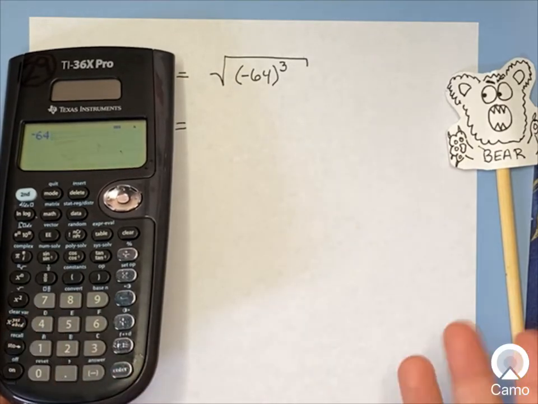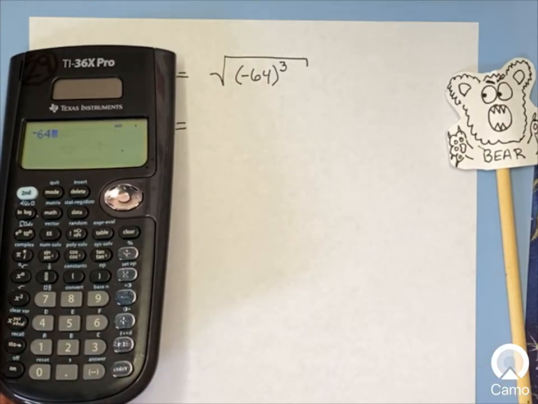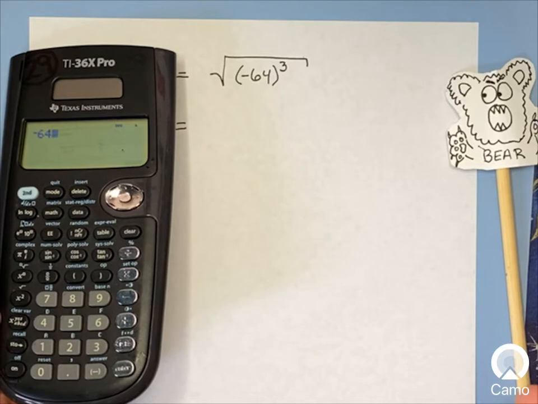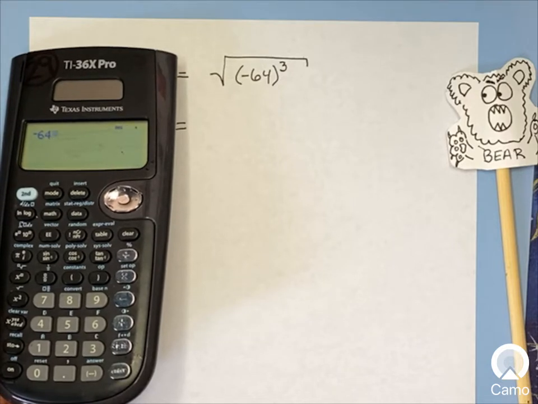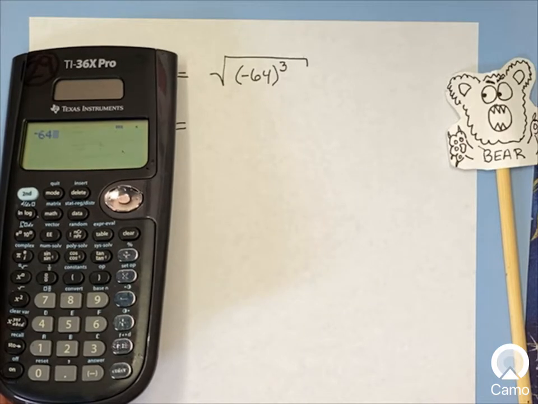And I know on some calculators, you will need to type in the 64 and then the negative sign. If you have any questions about that, ask me, send me a picture of your calculator. I can help you work out the steps. So I've got negative 64, and I want to raise that.